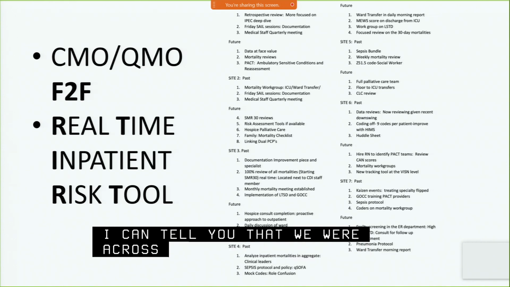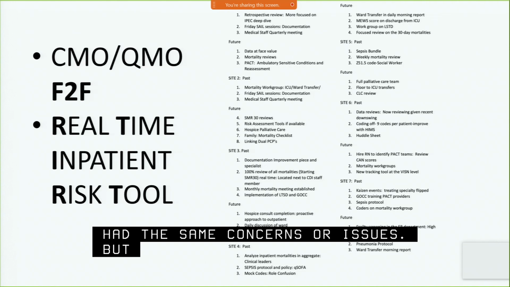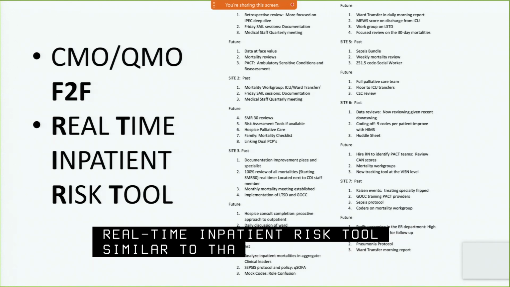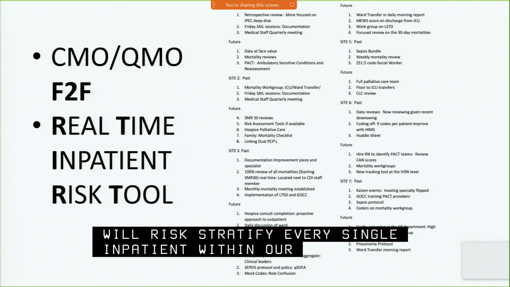But the one thing that I promised to them is that I was going to give them a real-time inpatient risk tool, similar to that big, hairy, audacious goal that we're going to measure frailty on everybody. I said I'm going to risk stratify every single one of our inpatients within our system on a daily basis, and I'm going to give it to you via email. And that's what we did.